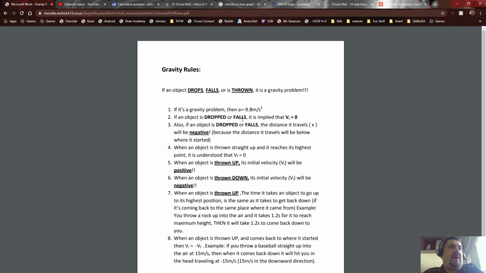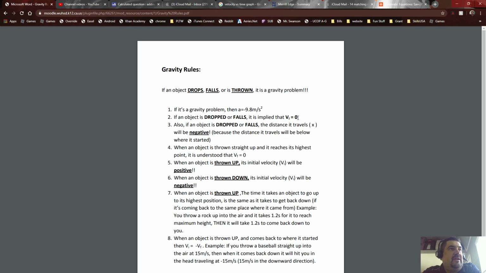If an object is dropped or falls, it's implied that the original velocity is 0. So you kind of already know VI. They may not tell you, hey, the initial velocity is 0. They may not say that. It'll just say they released it from rest, or they dropped it, or it falls. So if something just falls off a shelf, its starting speed is 0. It was not moving, and it just fell off. So falling and dropping, or from rest, those all mean initial velocity is 0. So that's another secret hidden piece of information in those problems.